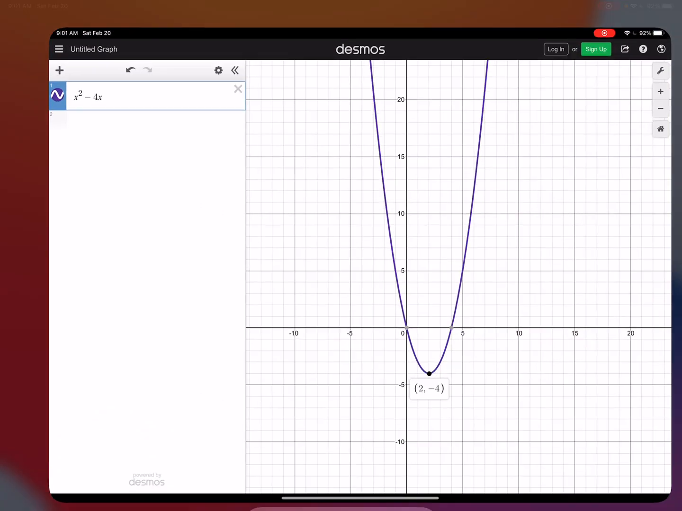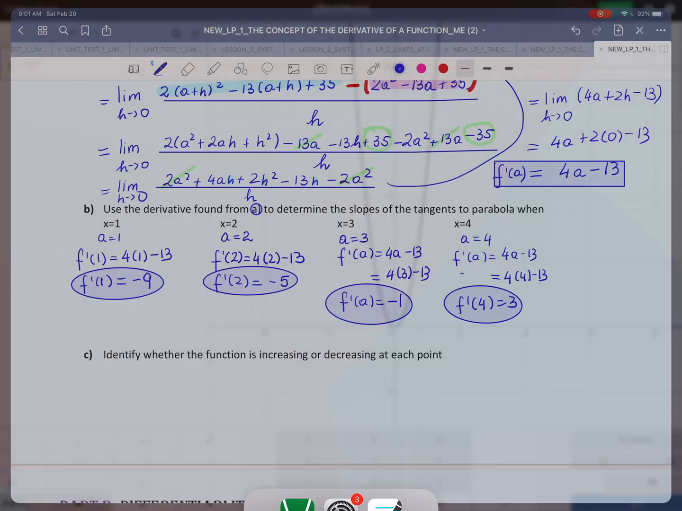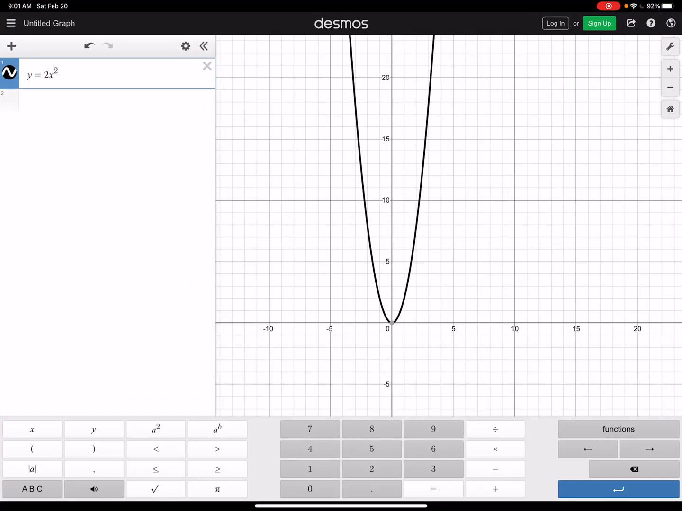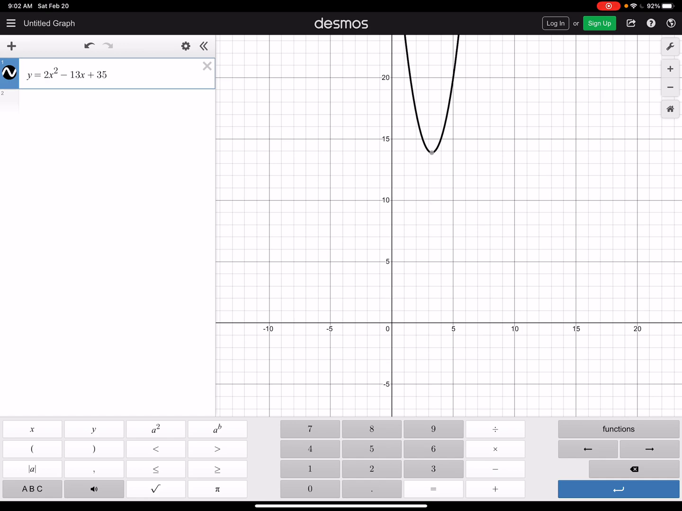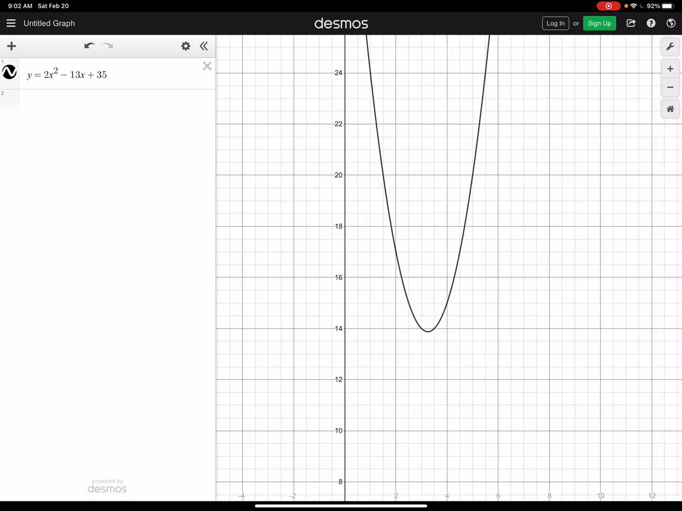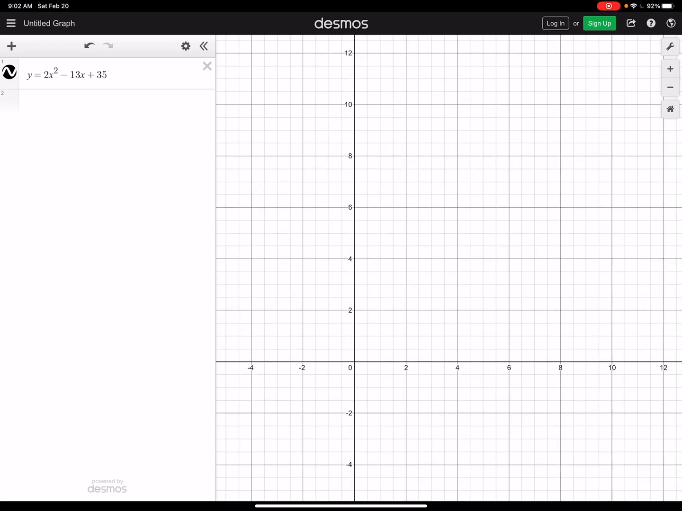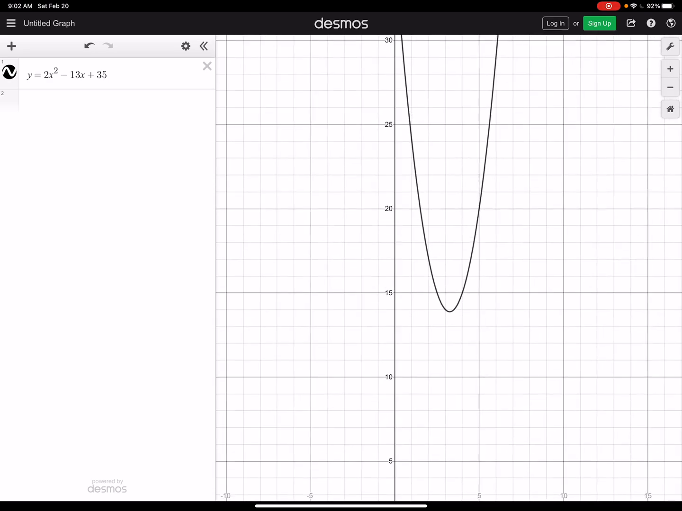on Desmos right now. So we have y equals 2x squared minus 13x plus 35. Okay, so here is the graph of this function. Okay, and we measure the slope of this function at the following points. I just want 1 squared to equal 1, so it's easier.